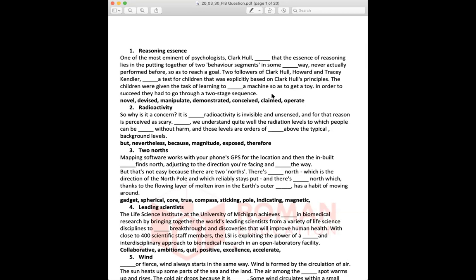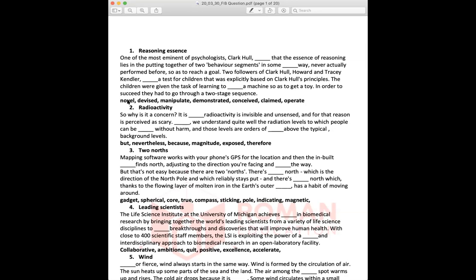Just like that, you go to the next question. Two behavior segments in some way. The word missing here is a word which is used to describe way. So again, you look at all the options given here and try to think, which word can I use here to give more information about way? If you try all the words one by one mentally, you can see noble, which means new, is the only word that makes sense. New way. Okay, so that's the answer for this one.